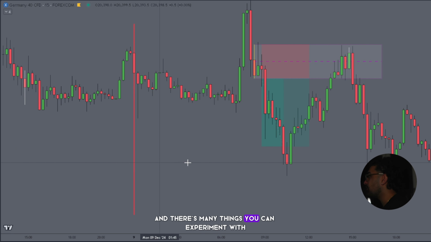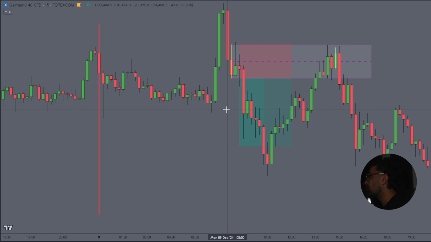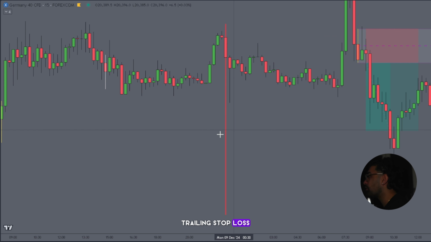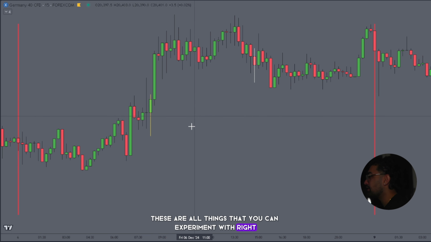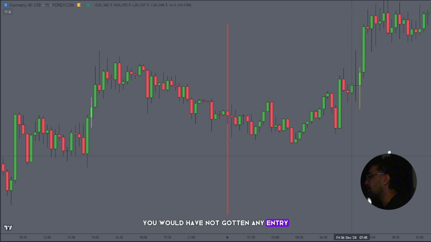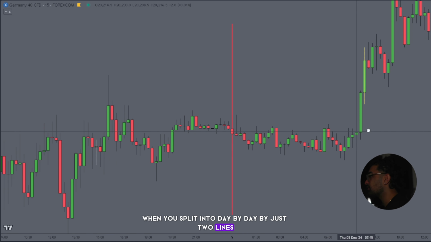And there are many things you can experiment with. You can experiment with partial take profits. You can experiment with this 1-to-1 risk to reward and do 100% TP there. Trailing stop loss. These are all things that you can experiment with, right? In this case right here, for example, you would not have gotten any entry. You see how it makes it so much easier to just see the trades when you split into day by day, with just 2 lines.